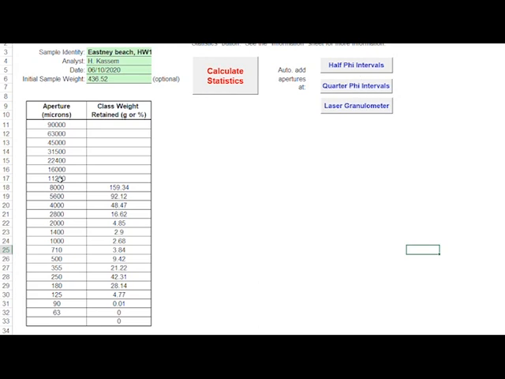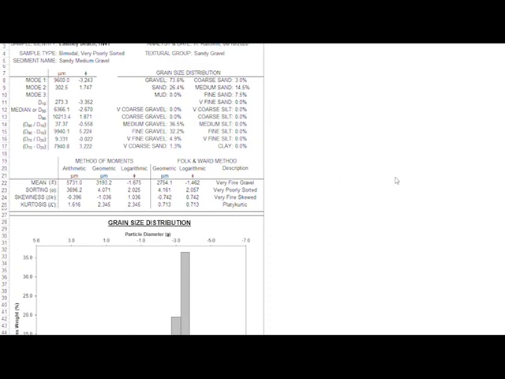And using quarter-phi intervals, I've inputted the mass retained in grams for every class aperture size. So we started with 8 millimeters or 8,000 microns all the way down. The initial weight here is important because we can sum these retained masses and compare them to see if there is any loss of sediment during the process. So it quantifies our error. If I just calculate statistics, it says the statistics have been computed, and we seem to have gained less than 0.1% of our initial sample weight, so this is acceptable.